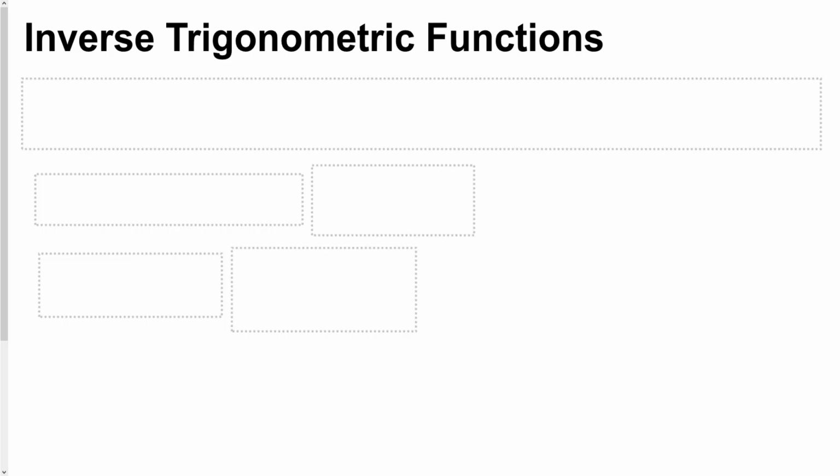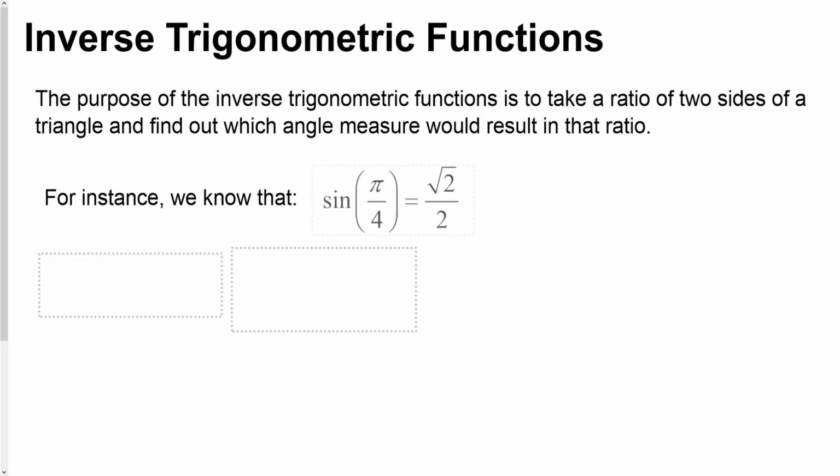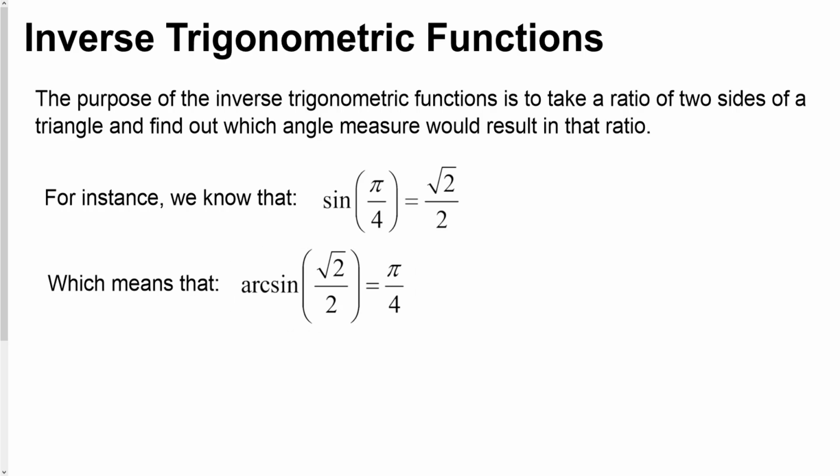This lesson is about the inverse trigonometric functions. The purpose of the inverse trigonometric functions is to take a ratio of two sides of a triangle and find out which angle measure would result in that ratio. For instance, we know that the sine of pi over 4 equals the square root of 2 over 2. That's something we've worked with in this class multiple times. So that means that the arcsine, which is the inverse of sine, of square root of 2 over 2 is equal to pi over 4.